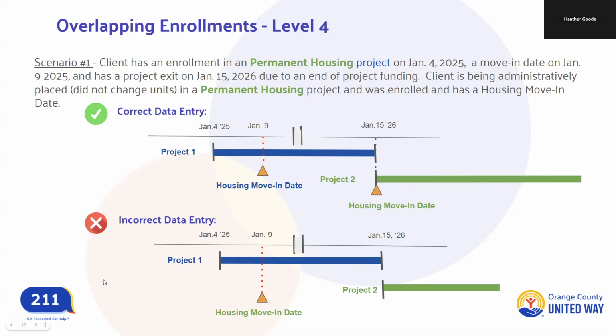So the incorrect data for this is the client is in project one, where it's the same scenario. But in project two, the data was entered where the housing move-in date was the original date that was recorded for project one. And that is incorrect. So this should be changed to the correct day, typically the project start of project two, in order to correct this error.